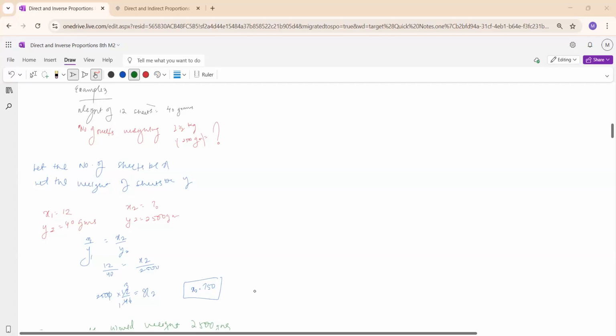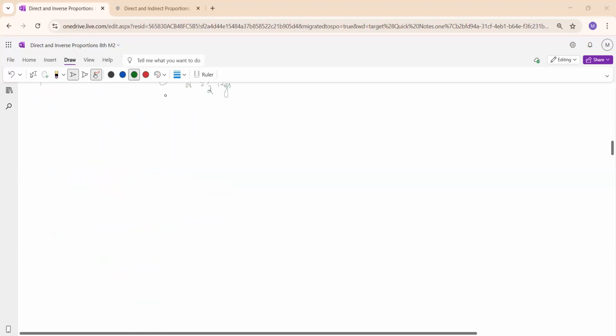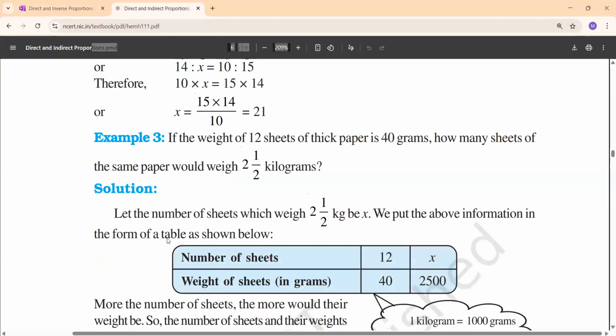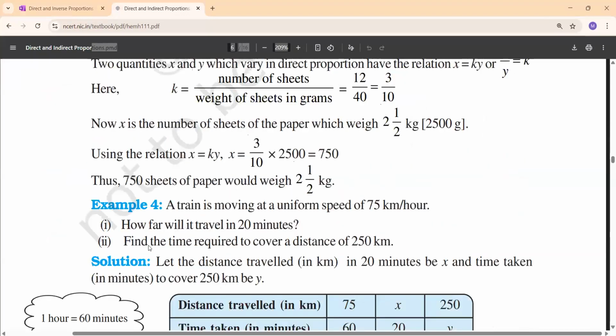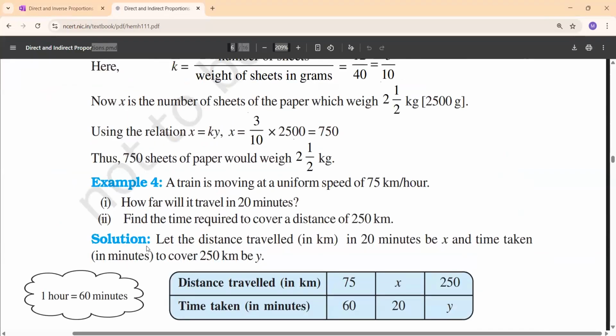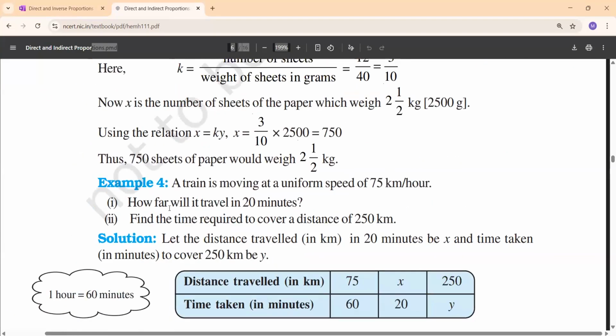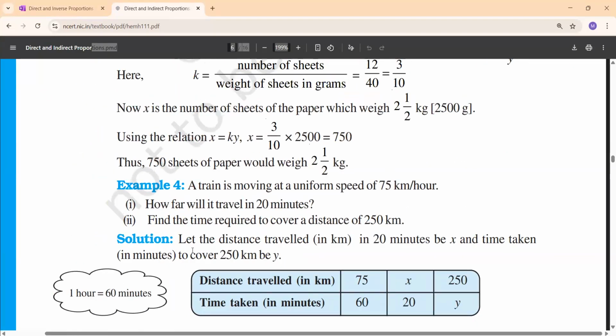Are you done, guys, writing this? Yes, sir. Priyanka? Priyanka? Yes, sir. Right.